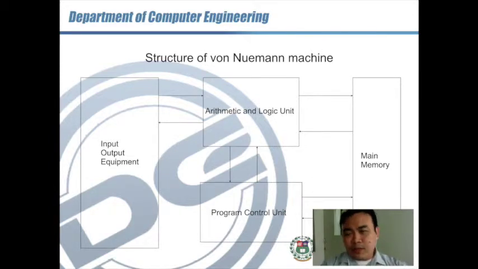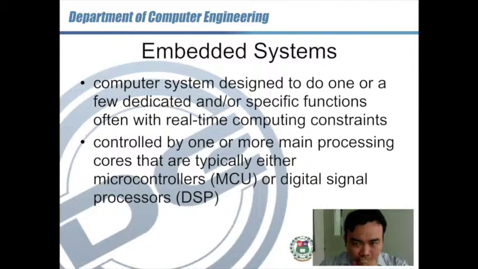Now, embedded systems, on the other hand. Let's go to embedded systems. It's basically a computer system that's designed to do a few dedicated or specific functions, and is also characterized by its very fast response, which is why embedded systems are used in real-time systems. The embedded system is controlled by one or more main processing cores, typically either a microcontroller or a DSP.